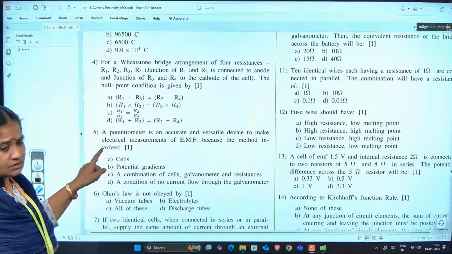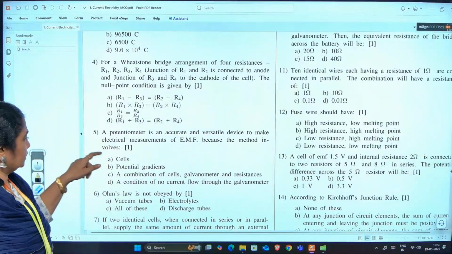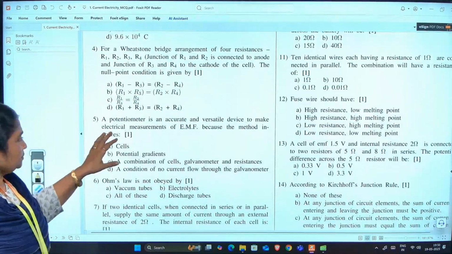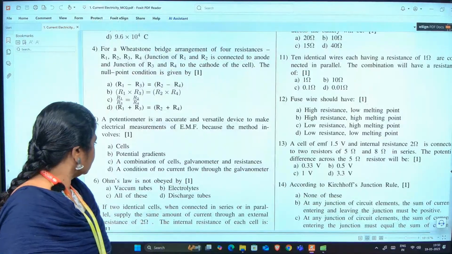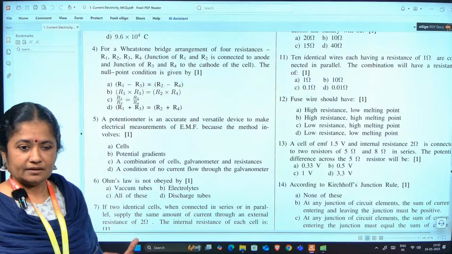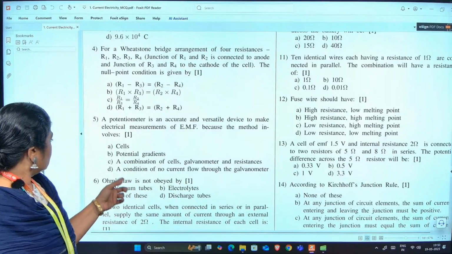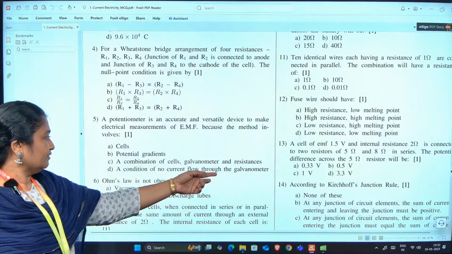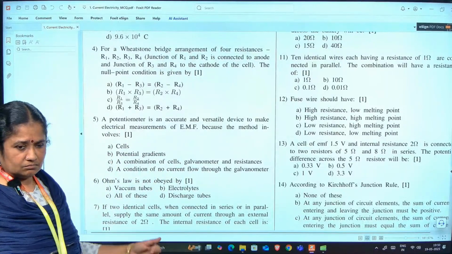I think potentiometer is a deleted portion for you. It is not in your portions. Potentiometer is more accurate and versatile because it does not consume current, even as much as a galvanometer or voltmeter. With the condition of no current flowing through the galvanometer, it is more accurate, but it is anyhow out of portion.